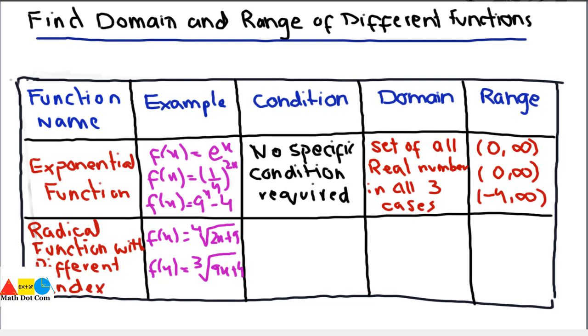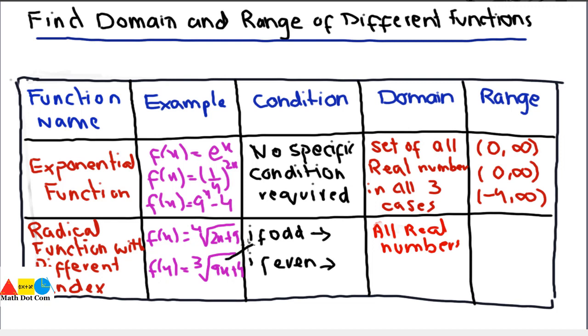So in such a case, you first have to determine whether the radical is even or odd. If the radical is odd, then the domain will be all real numbers. We need not do anything here. Just check whether the index is odd or even. In case the index is even, as in this case the index is even, then you have to apply a condition.